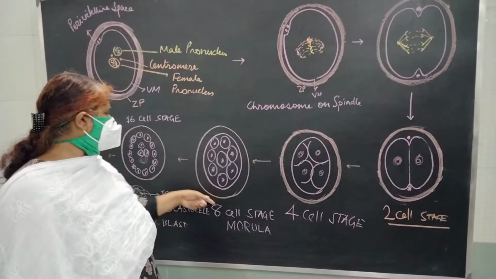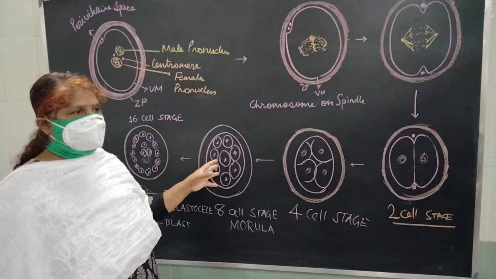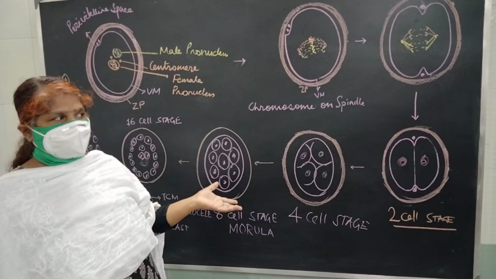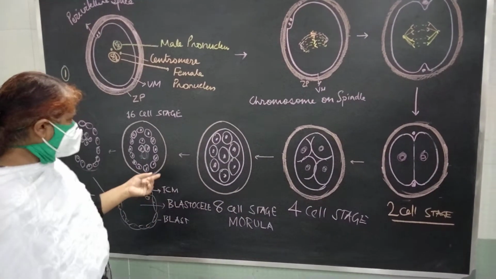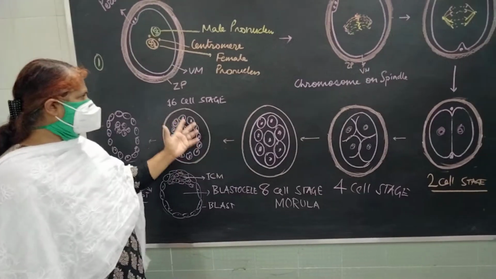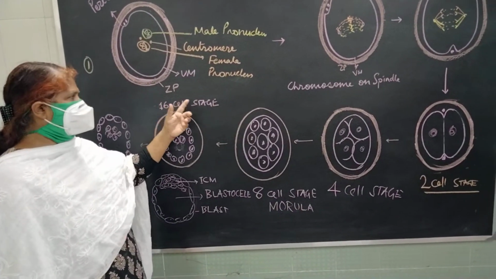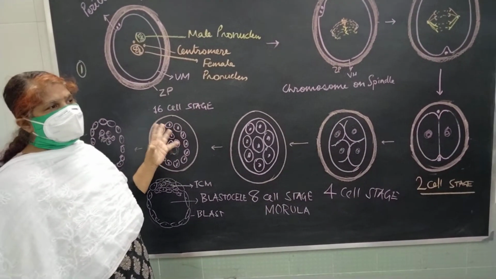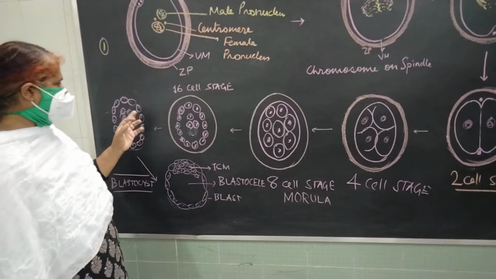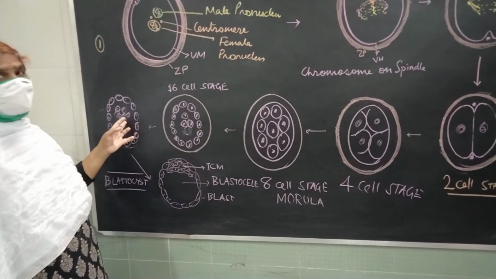And till the morula, it is covered by the zona pellucida. The zona pellucida persists till the next procedure, that is implantation. Then the 8 cell stage is rapidly converted into the 16 cell stage, and when the 16 cell stage is reached, they will implant, and there is a formation of the blastocyst.